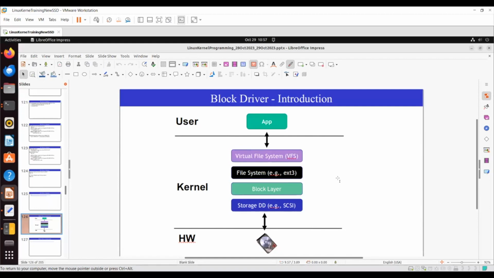So for example, if an application has to write any data on the disk, first it would always interact with the VFS. The VFS will get to know that this has something to do with the file system, and it will hand over to the file system. The file system will communicate with the block layer and perform the necessary transactions.